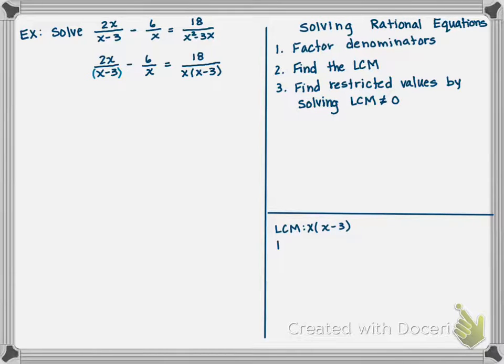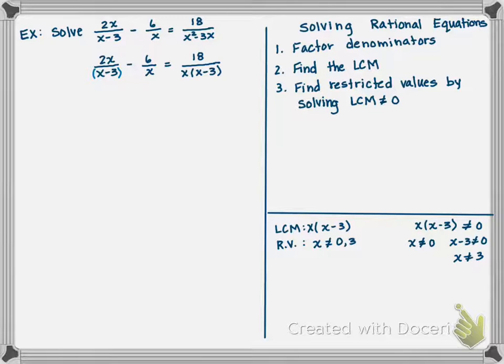You just do it in one step instead of 3 separate ones. So for my restricted values, we'll abbreviate those RV. I take my LCM and I say that cannot be 0. And so that means that x cannot be 0 and x minus 3 cannot be 0. And so x can't be 0 or 3. So just using that zero product property, I had 0 on one side and a product on the other. So I just set each of my factors not equal to 0 and solve from there.